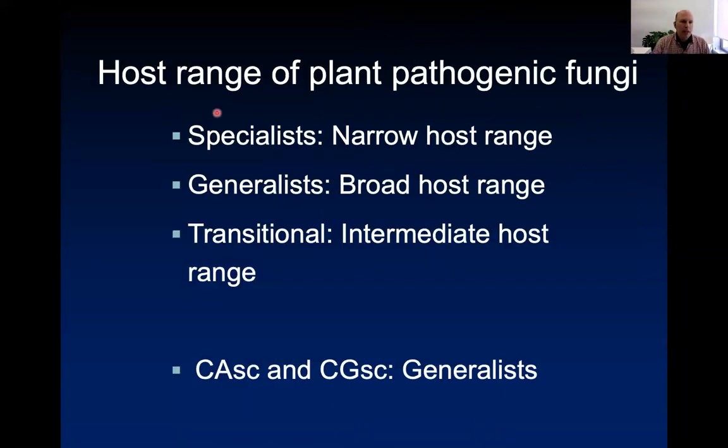So one of our interests is studying the evolution of host range of pathogenic fungi, and we can try to classify pathogenic fungi into three groups: the specialists that have a narrow host range, that infect only one species or maybe only one genus. There are the generalists who have a broad host range, who can infect a broad range of different genera and different species. And then there are these transitional species that have an intermediate host range, and they only infect a few different species or a few different genera, or maybe members of one family, etc.